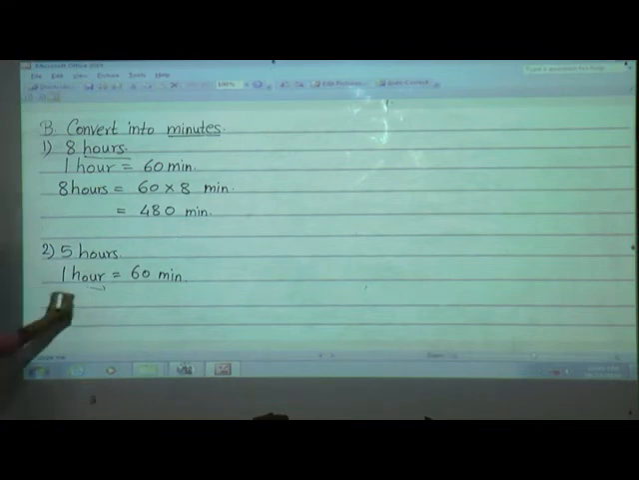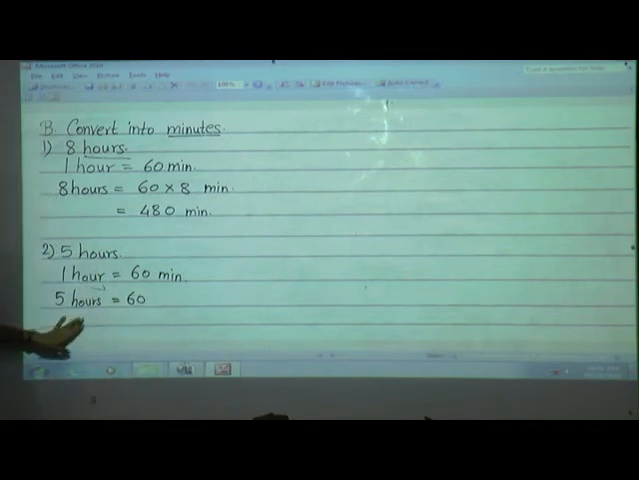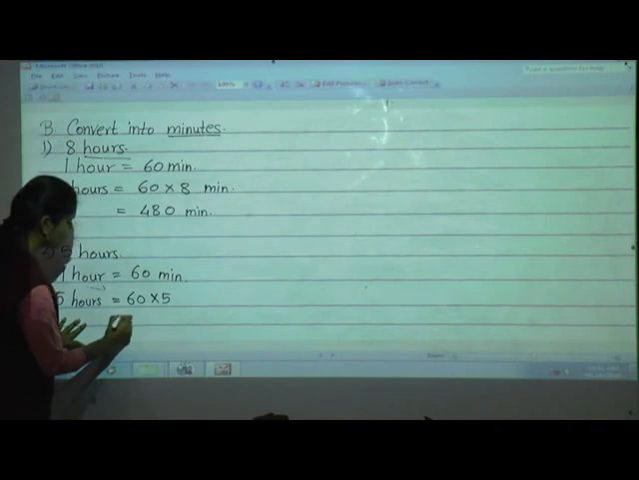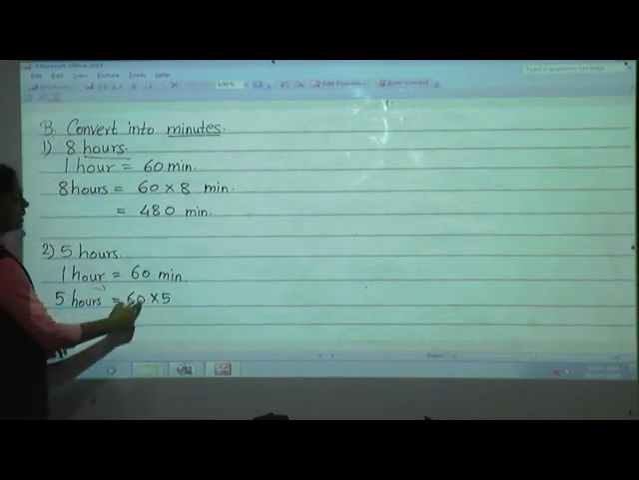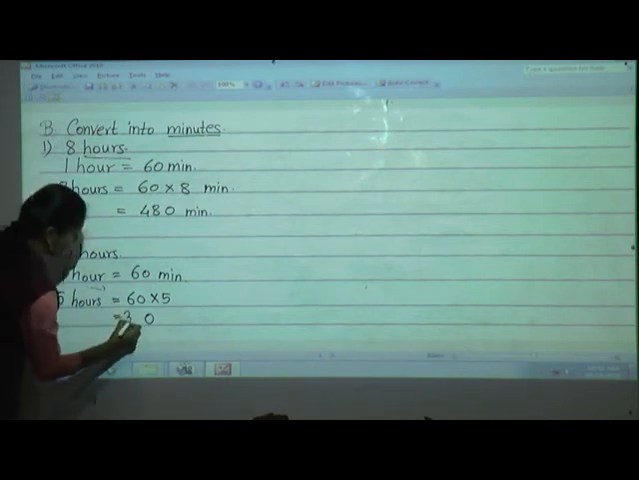Okay, so here we will write 5 hours is equal to, now what you will do? You will multiply the given number by 60. Here 5 hours are there. So 60 into 5. Now do the multiplication. 5 into 0, 0. Correct, because you have learned in the multiplication topic, if we multiply any number by 0, we will get the answer 0 only. Then 5 into 6, 5 6s are 30.